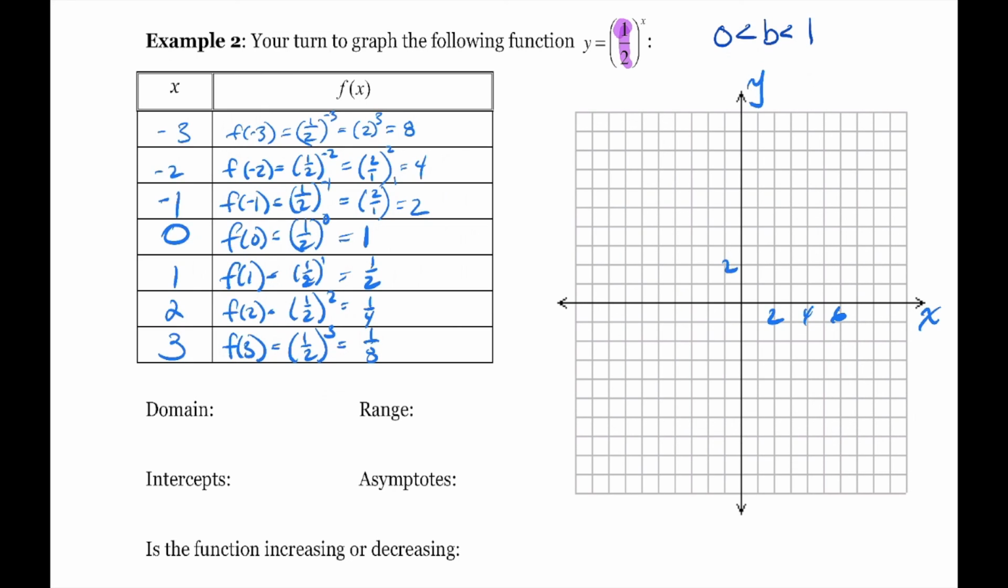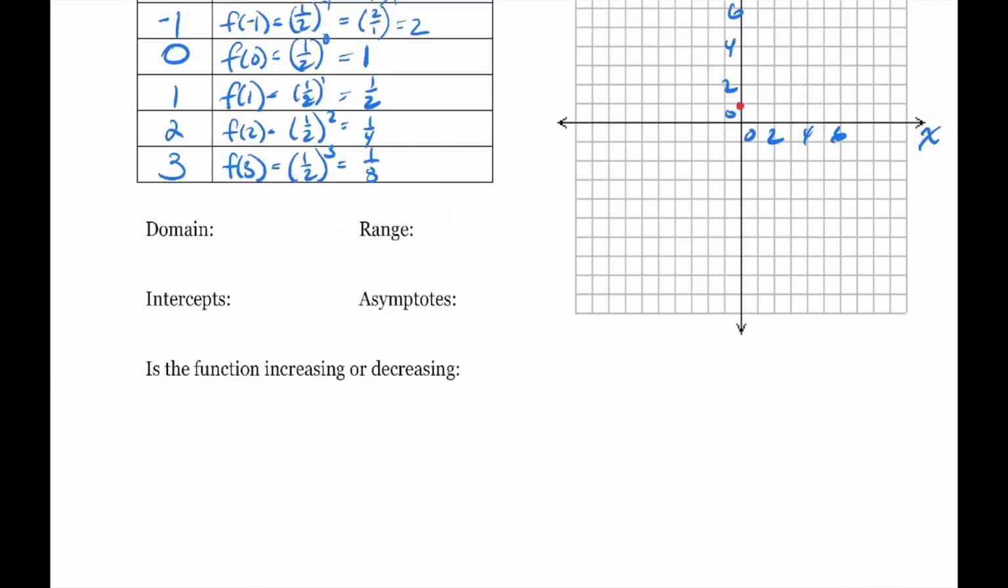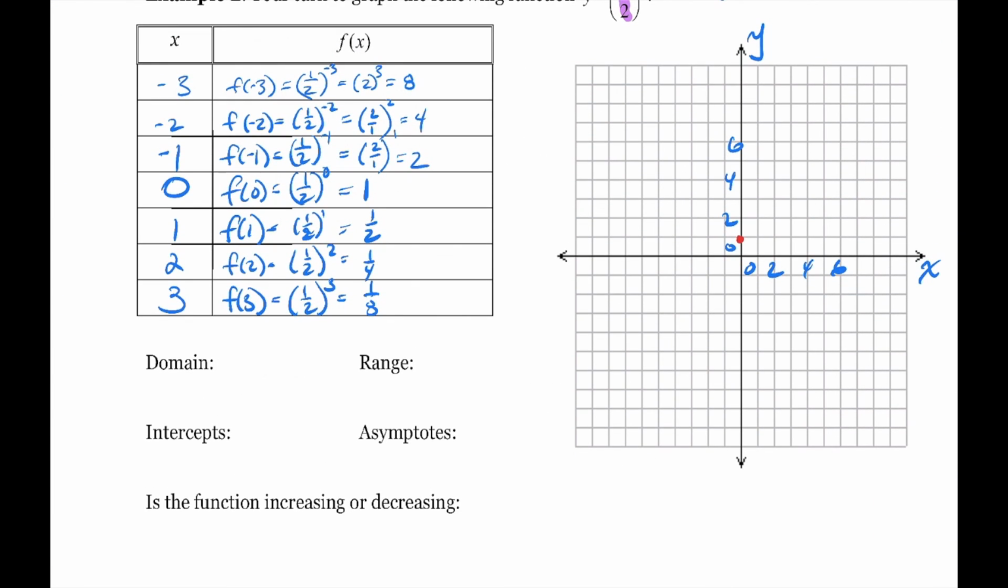Well, let's take a look. So we still got 0, 1. So again, I'll do this in red. We still got 0, 1, but notice as x gets bigger now, our values are getting smaller. So when x is 1, we get a half. When x is 2, we get a quarter. And this is where it gets difficult now, because when x is 3, we get 1/8. Really tough to plot, but we get the idea.